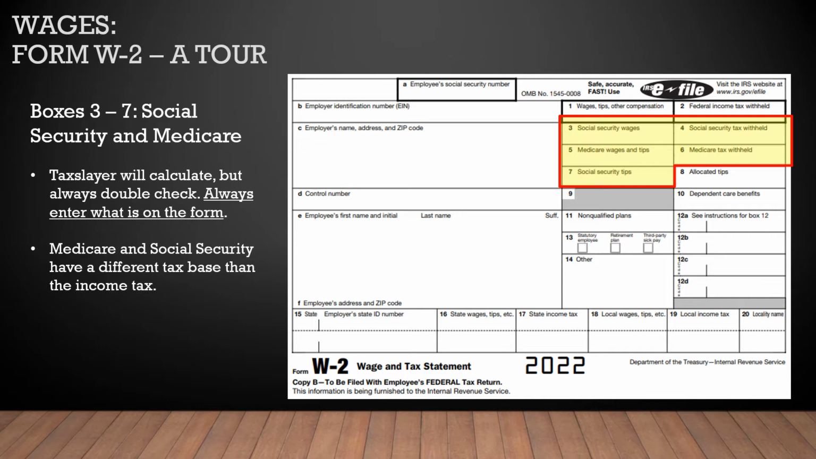Now, boxes 3 and 5 are Social Security wages and Medicare wages and tips, respectively. And those amounts might be different than what is reported in box 1, and that's okay, particularly if you are seeing numbers in box 12. That is because the base, or the amount of income that's taxable for Social Security and Medicare, is different than what is taxable income for income tax.